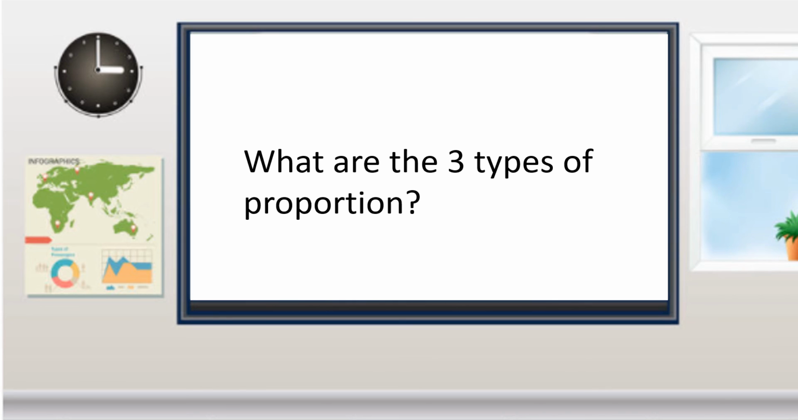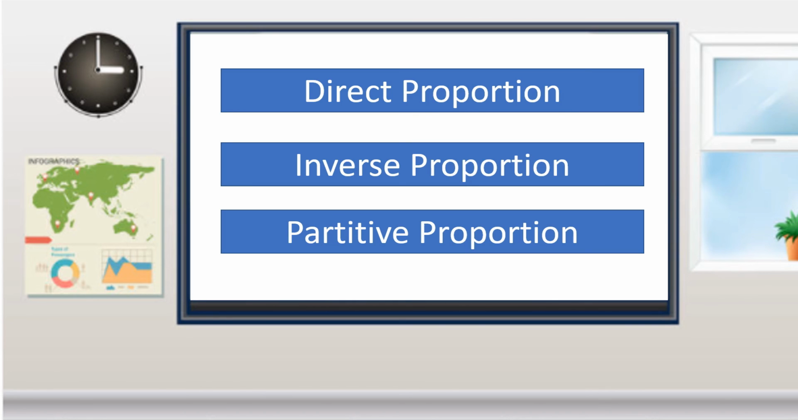What are the 3 types of proportion? Yes, we have direct proportion, inverse proportion, and partitive proportion. In direct proportion, when one quantity increases, the other quantity increases at the same rate and vice versa. In inverse proportion, when one quantity increases, the other quantity decreases and vice versa. In partitive proportion, a whole is divided into parts that are proportional to the given ratio.